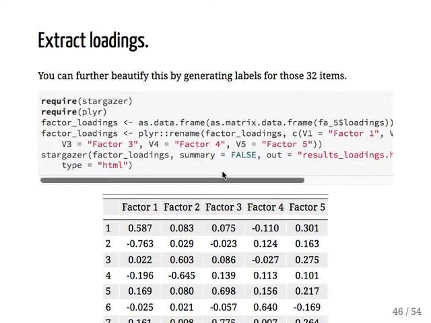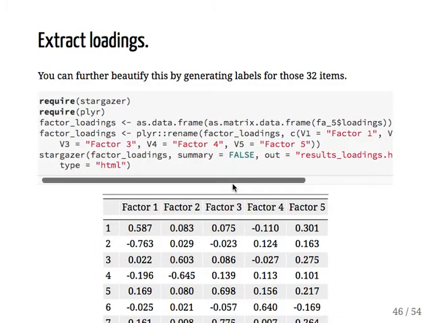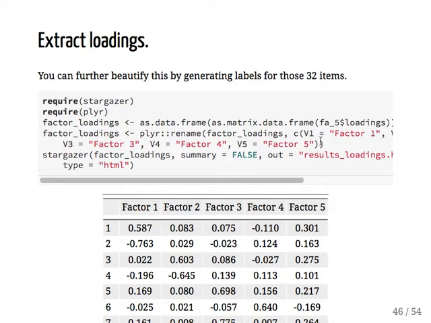So you remember fa.values was the eigenvalues. The loadings are those loadings. So you remember for all of those items, all those 32 items, we have the loadings. And in this case, I use plier to rename the variables. So I say factor 1, factor 2, factor 3, factor 4, factor 5.